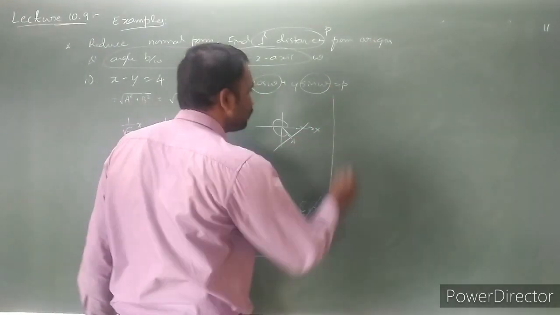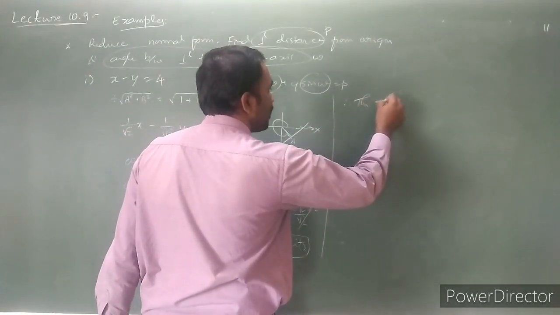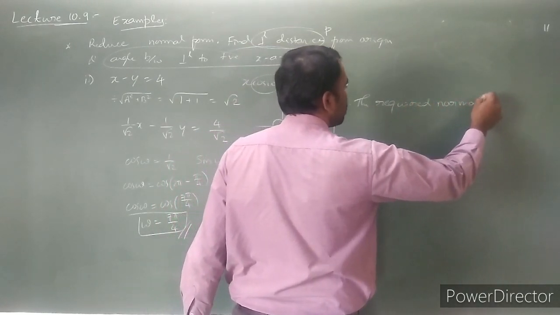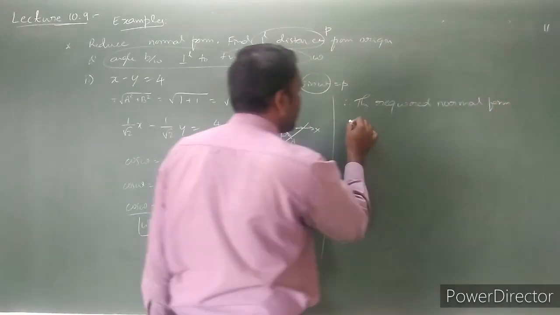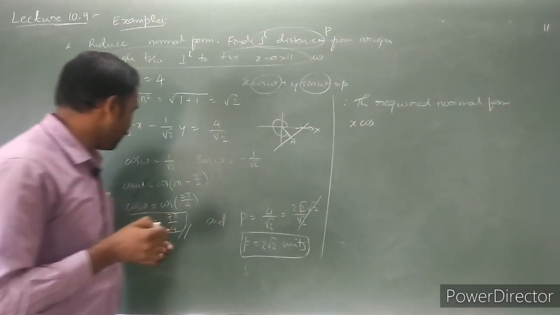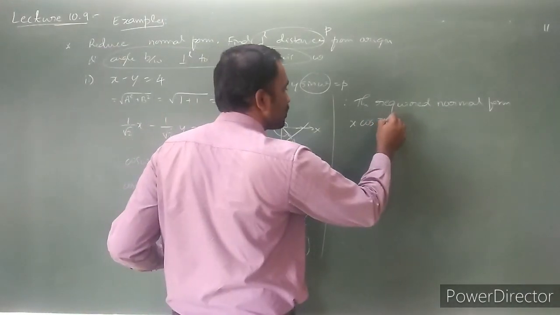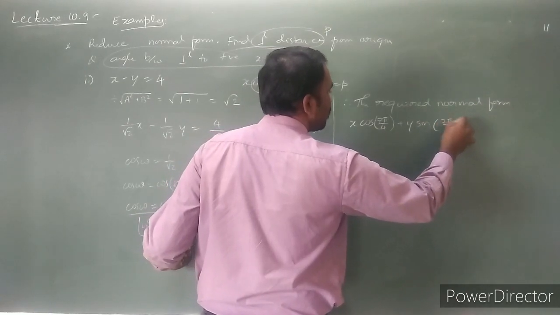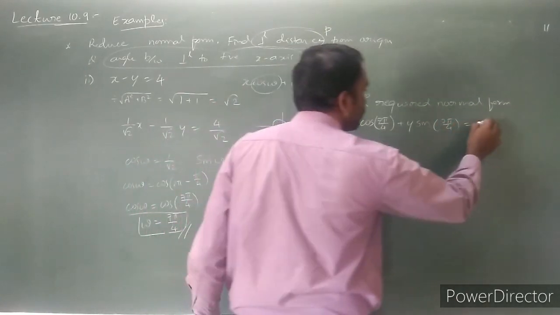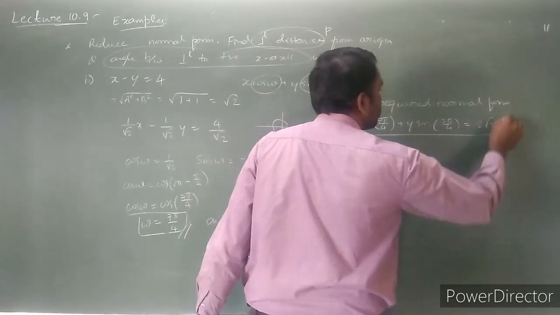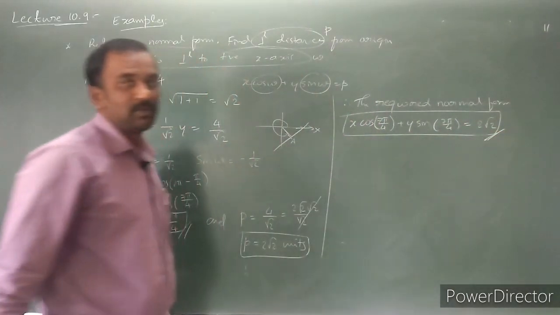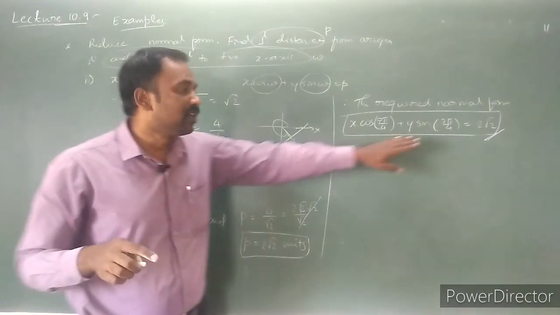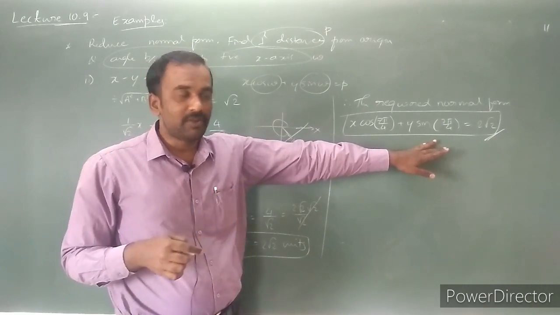What is the required normal form? Therefore the required normal form is equal to, what is that? x into cos of, what is the omega value? 7 pi by 4, plus y into sin of 7 pi by 4 is equal to 2 root 2. This is the required normal form. In a previous example, we only concluded that normal form, and that is wrong. This is the required normal form. Make the correction in the previous two problems.